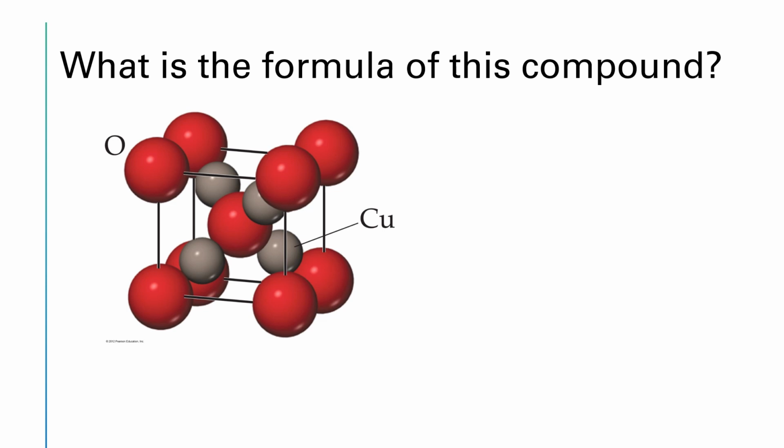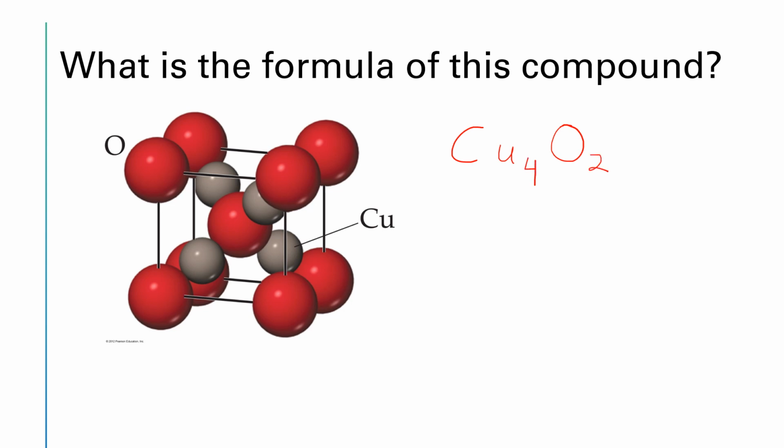So our next question is, what is the formula of this compound? Well, when we write formulas, we put the least electronegative element first and the most electronegative element last. So copper is farther from fluorine than oxygen is, so copper goes first, followed by oxygen, and then there are 4 coppers and 2 oxygens.